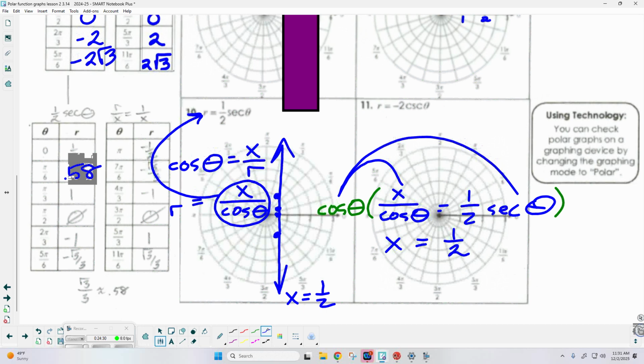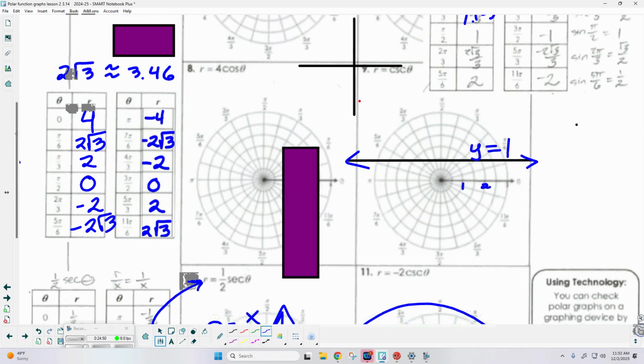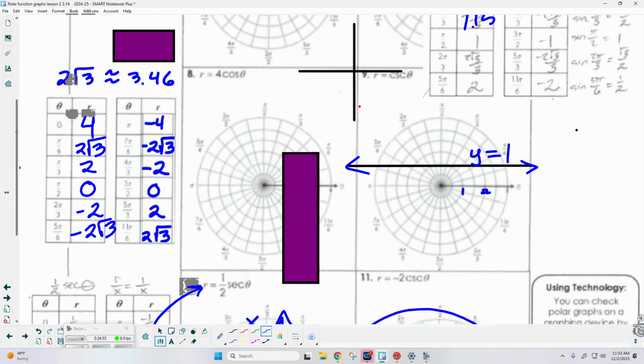In fact, are you noticing a pattern here? I wanted to graph 1/2 secant, and I ended up with x equals 1/2. Okay, that scale factor became the value for my vertical line. Look at this in number 9. Graphing cosecant, I got the horizontal line y equals 1. What am I multiplying cosecant by? 1. That scale factor in front, that's going to determine where your horizontal or vertical line is going to be. Okay, so let's kind of put this into practice.